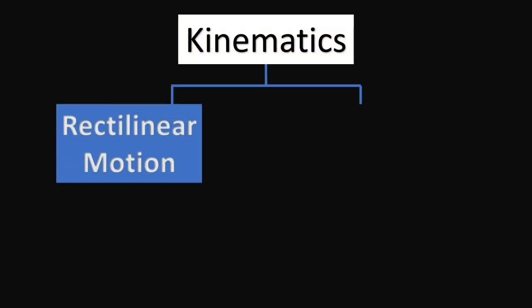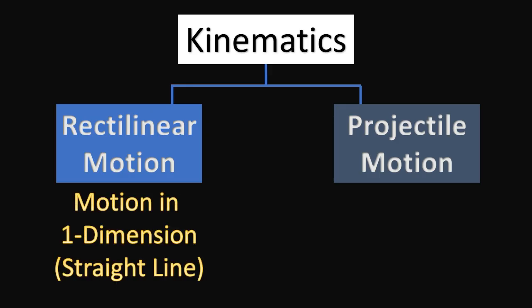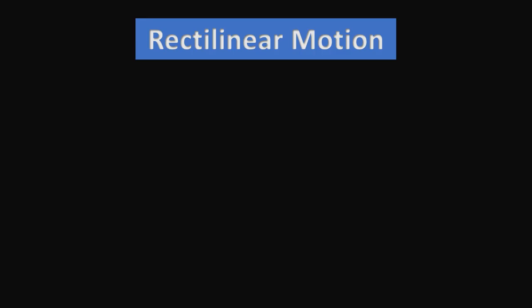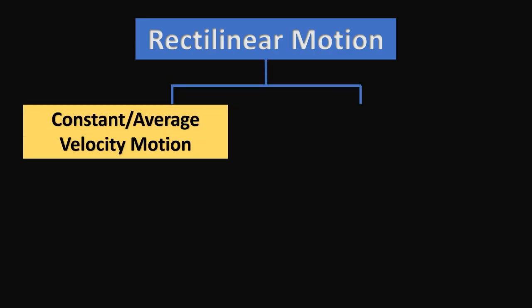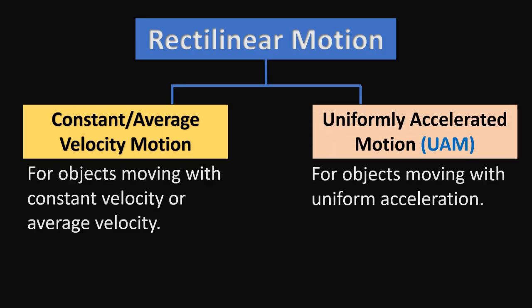Kinematics is divided into two types of motion: rectilinear motion, which occurs in one dimension, and projectile motion, which can occur in two or three dimensions. There are two types of motion under rectilinear motion: a motion where objects move with constant speed or velocity, which we can call CVM, or constant velocity motion. The second type is uniformly accelerated motion, or commonly called UAM.